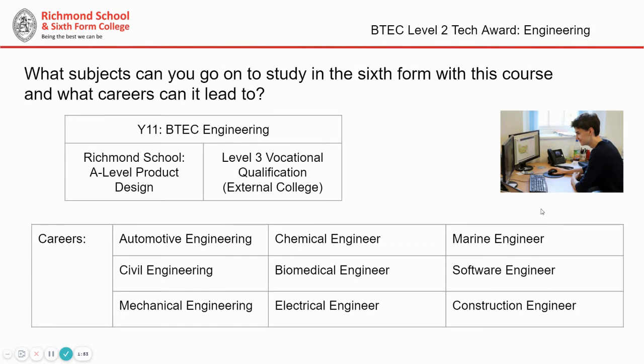So moving on from that a little bit, like I said, at Richmond School we offer the A-level product design. So once you've done your engineering course, you could stay here and do A-level product design. We do accept students onto the course who've done it. But more importantly, if you are looking at doing a level 3 vocational qualification, whether that is some sort of apprenticeship or even maybe some sort of engineering degree, and you may need a level 3 qualification to go into that at some other college, we don't offer that here. Then that is a route that you can go down following your level 2 award in engineering.